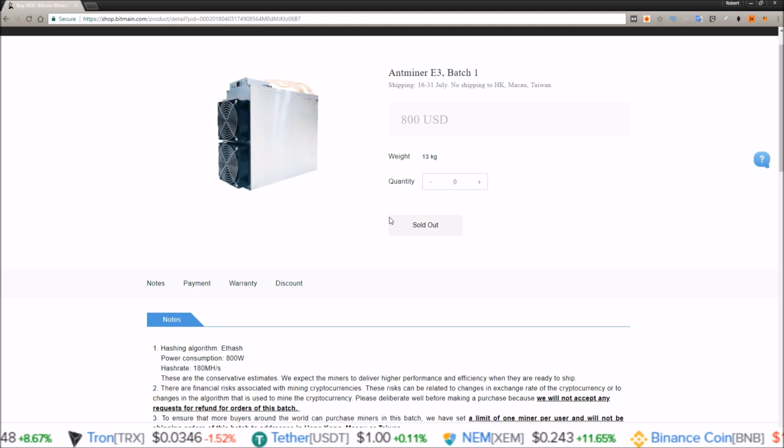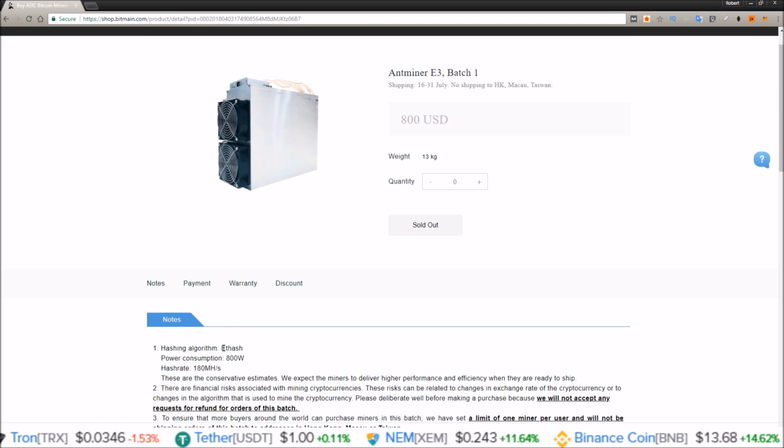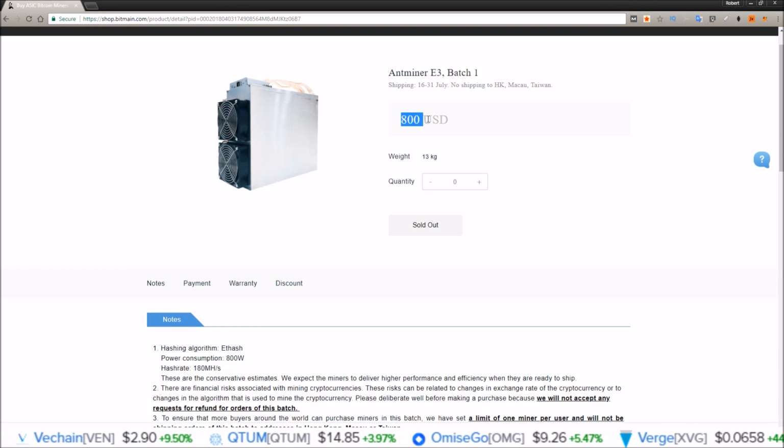So what exactly do they do? Well, they hash on the Ethash algorithm, Ethereum, and others, with a power consumption of 800 watts and 180 megahash a second. Now, these aren't mind-blowing numbers that we usually see of ASICs from Bitmain. So these numbers are right in range with what GPU miners are doing, but it's a lot cheaper.